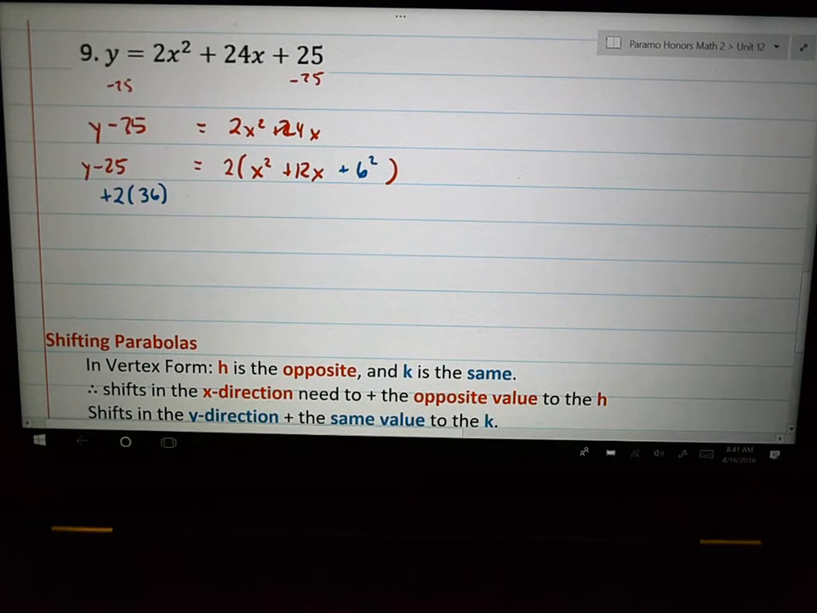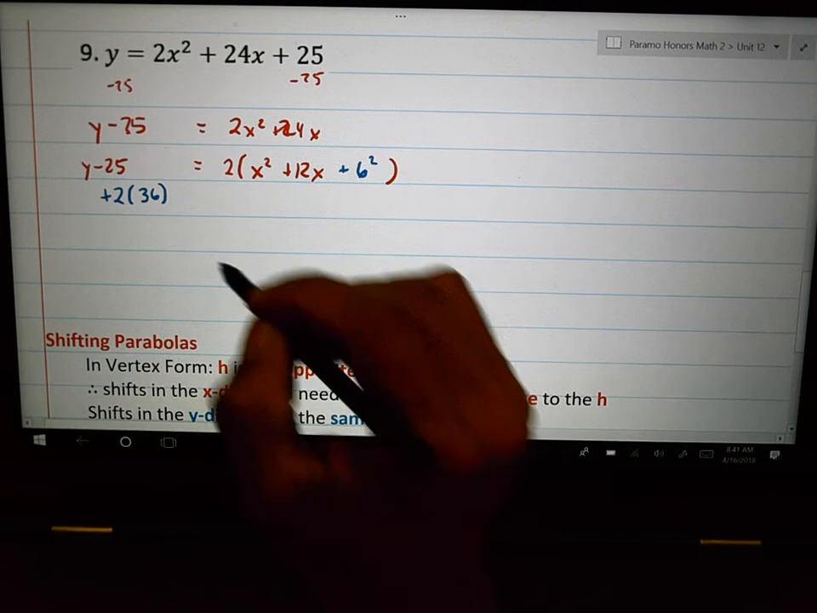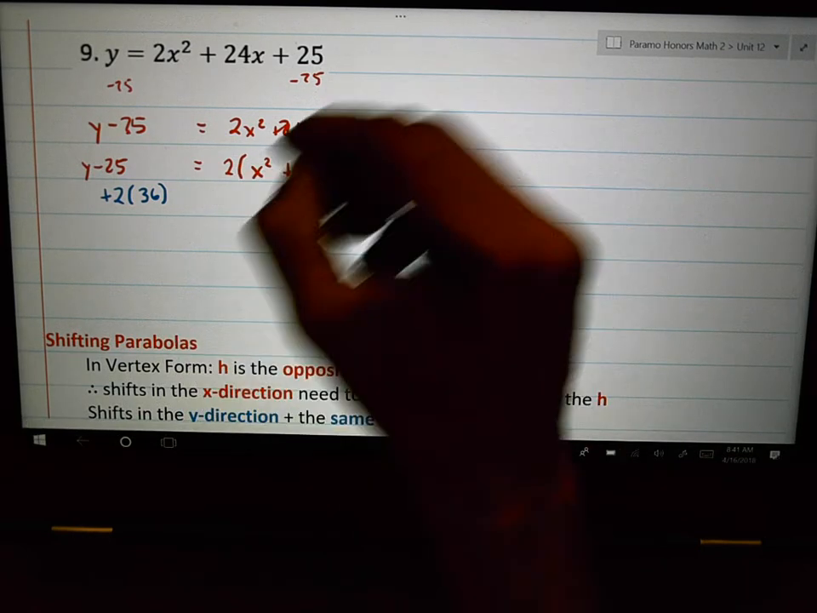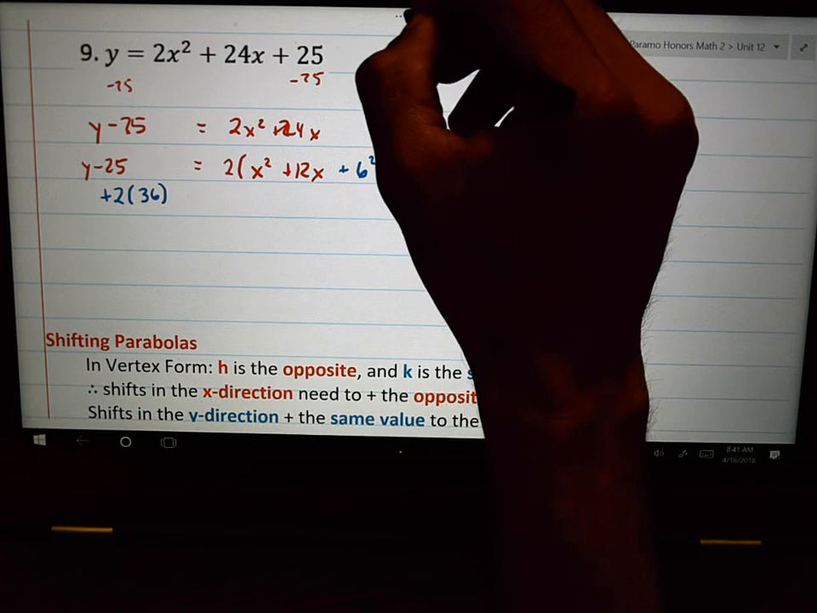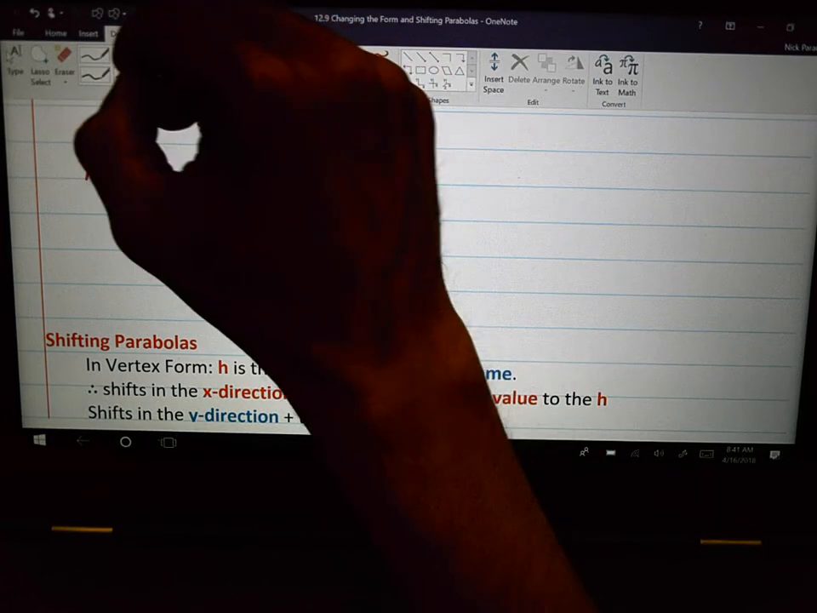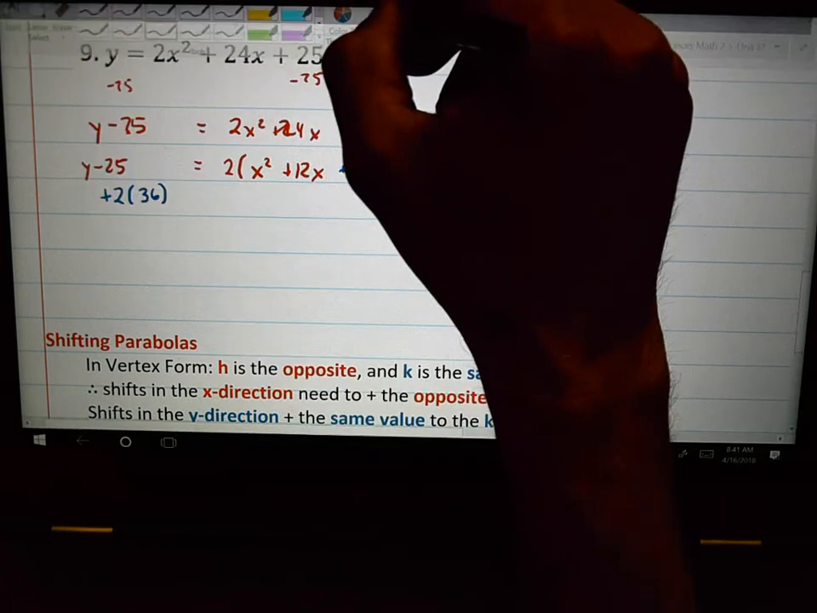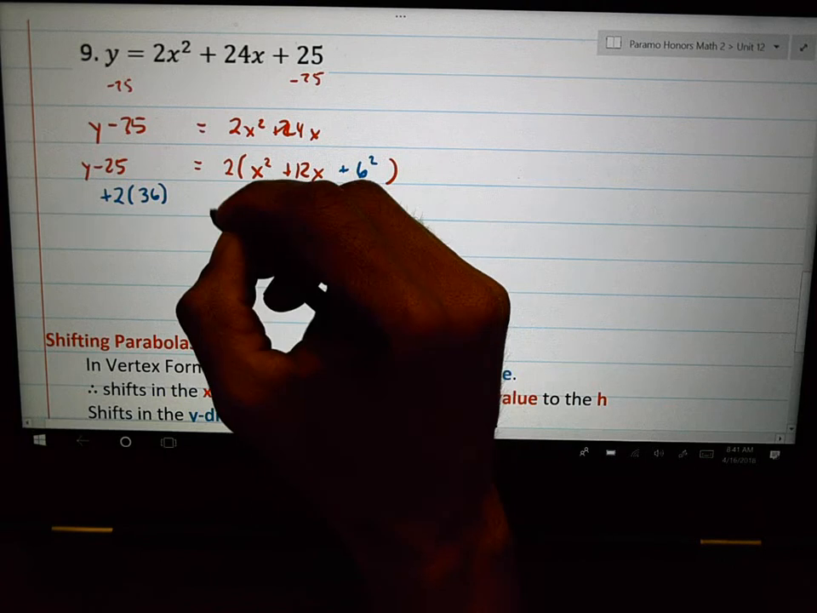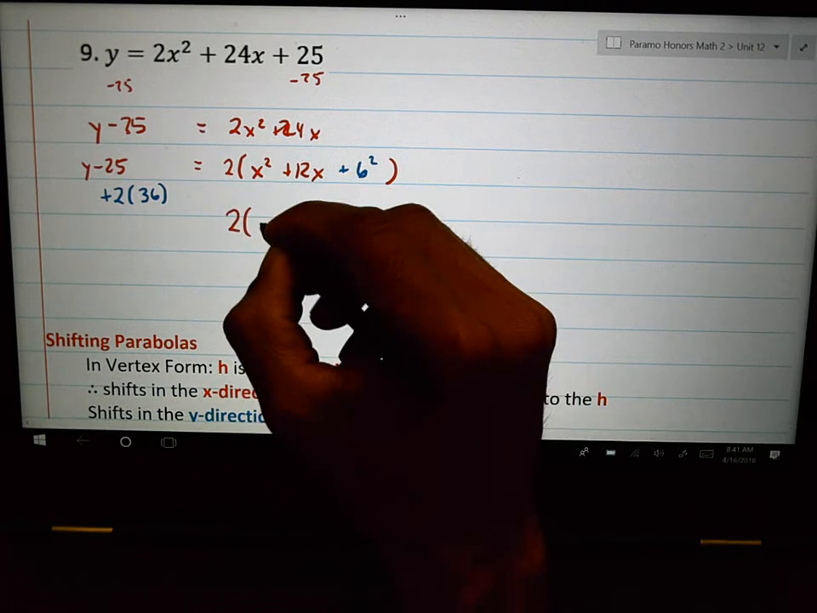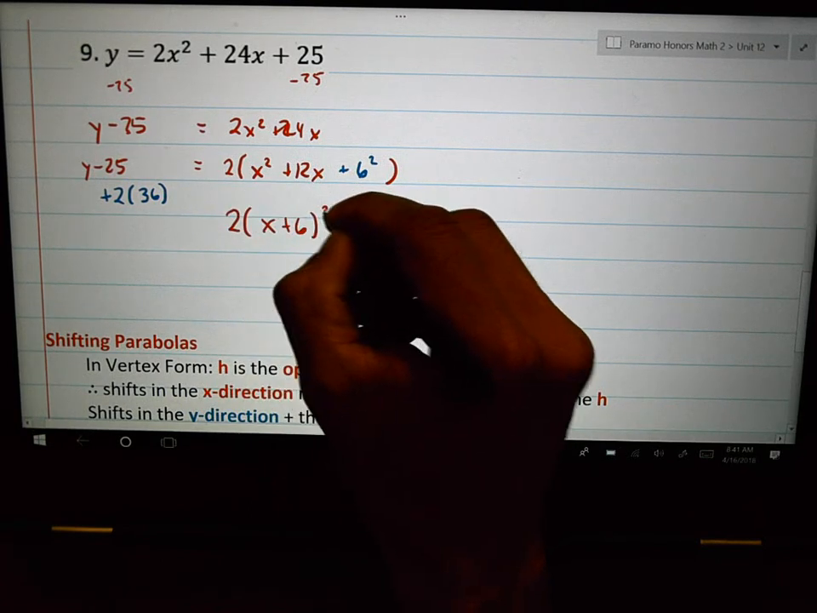After that, everything becomes easy. Watch. Go switch back to red, Mr. Brahmo, if I can let it happen. Nope. Missed it. Got it. This factors perfectly to x plus 6 squared.